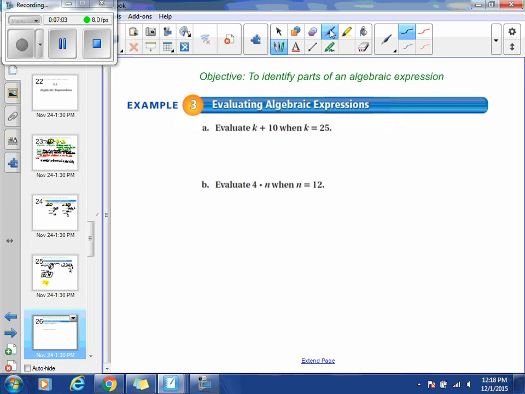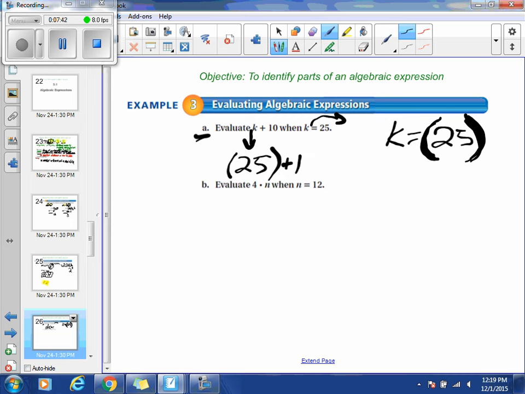Oh, these are my favorite, pretty easy. Okay, so part A, evaluate k plus 10 when k equals 25. So we've already talked about the fact that equals means the same as. So here they're saying k is the same as 25. Well, if k is the same as 25, why don't I put 25 instead of k? I'm going to put my number for the variable in parentheses. You'll find out later why we do that. K and this are the same. So I'm going to say 25 plus 10. 25 plus 10 is 35.